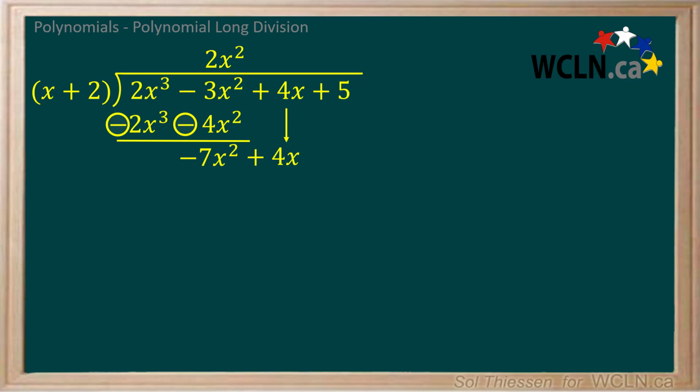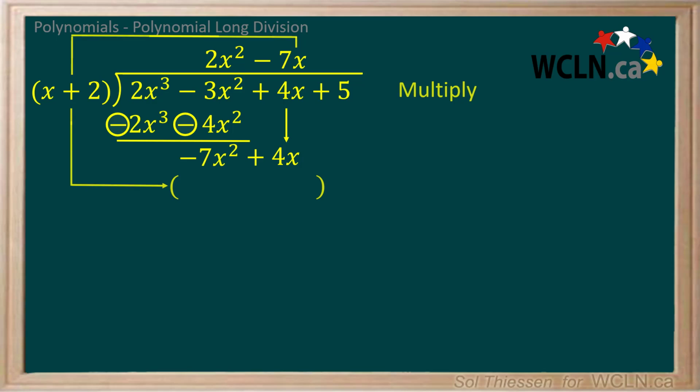From here, we can basically repeat the same steps until the division is finished. Again, we're going to ask ourselves a similar question to what we did at the beginning. What do we multiply x by to get negative 7x squared? The answer is negative 7x, which we again write above the long division sign. Now we multiply our divisor by what we've just written, negative 7x, and write the product underneath what remains of the dividend. Negative 7x times x gives us negative 7x squared, and negative 7 times 2 gives us negative 14x.